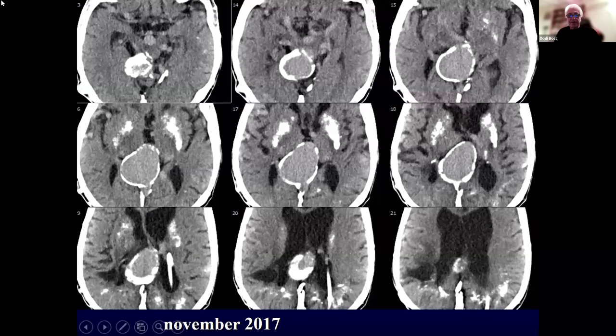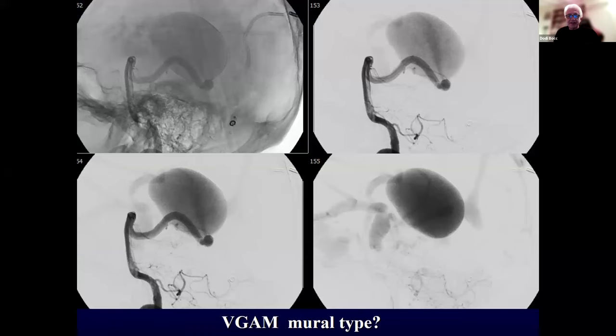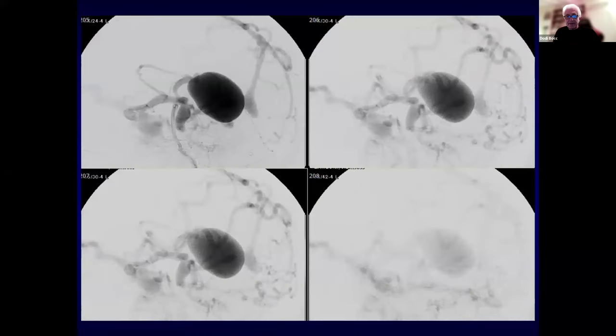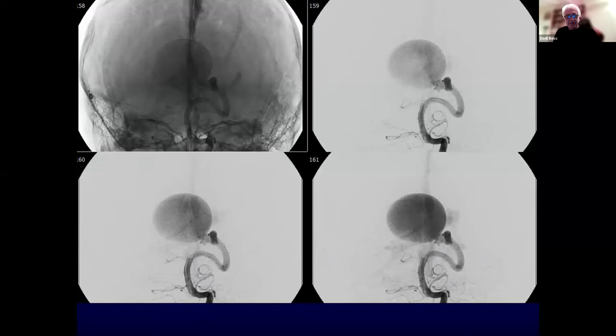So in November 2017, he does another control, but it's clinically worsening. So we proceed with an angiography, and this is what we see. It looks like a VGAM of the mural type. This is the drainage of the fistula, no straight sinus. This is the AP view, same thing.